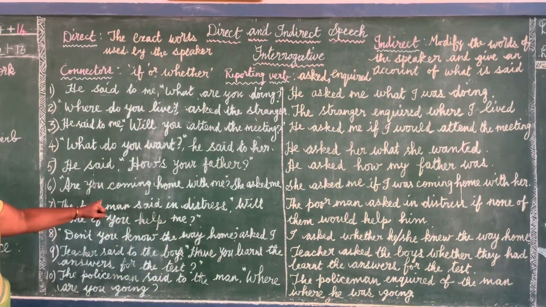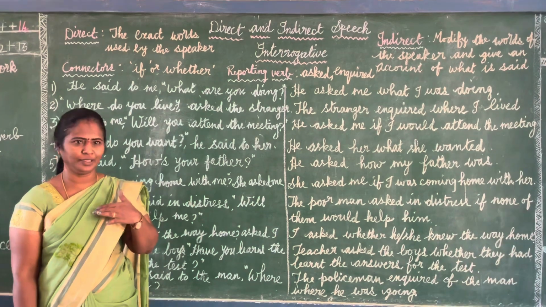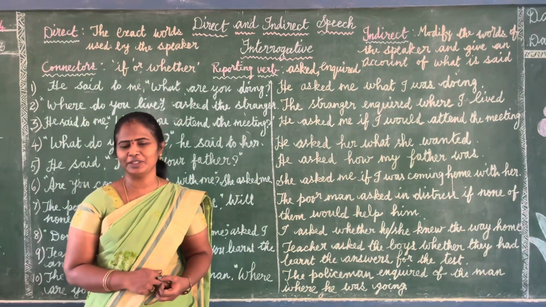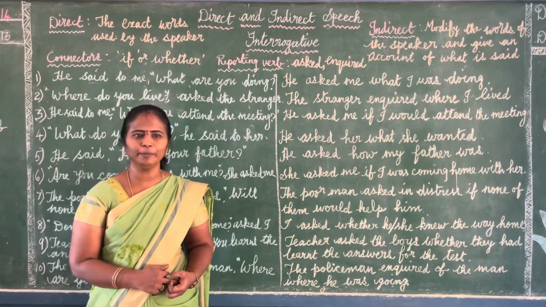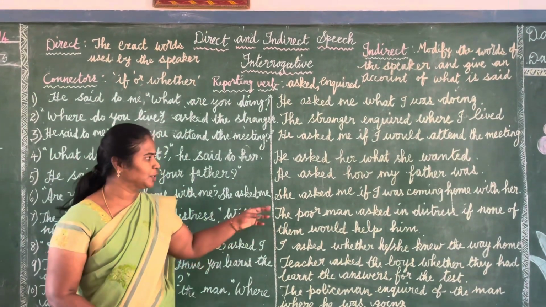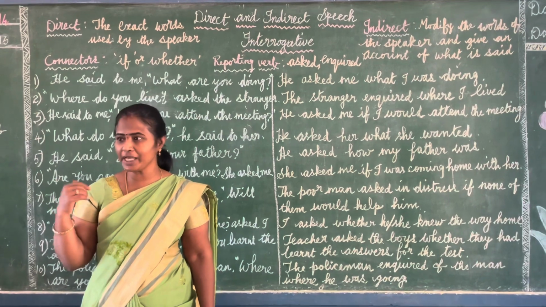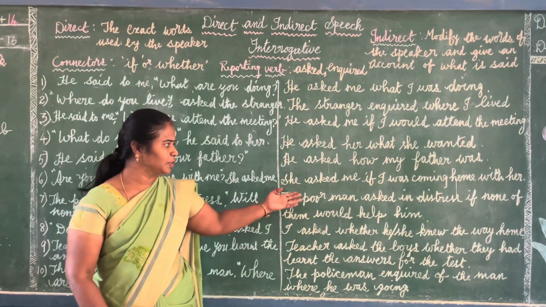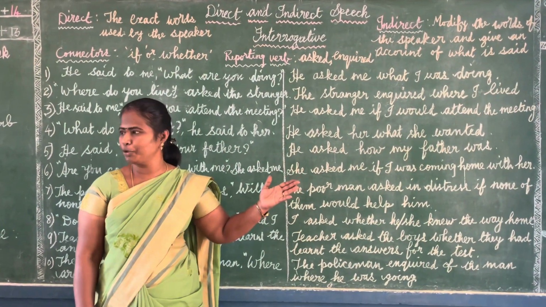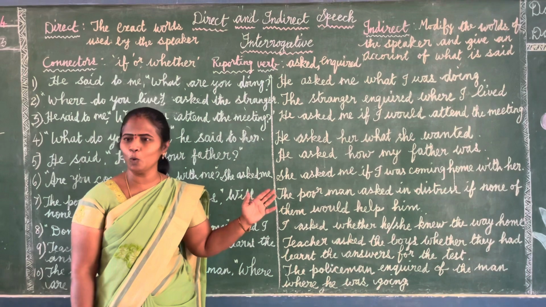Okay. Next, "Are you coming home with me?" She asked me. What type of question is it? Yes or no type question. So we have to add the connector "if" or "whether". So she asked me if I was coming home with her. After "if" we have to write the pronoun or noun. So if I was coming, "is coming" will become "was coming" home with her.